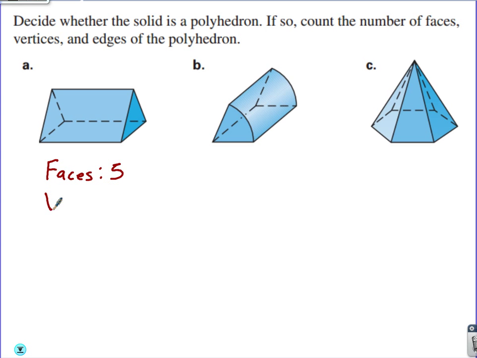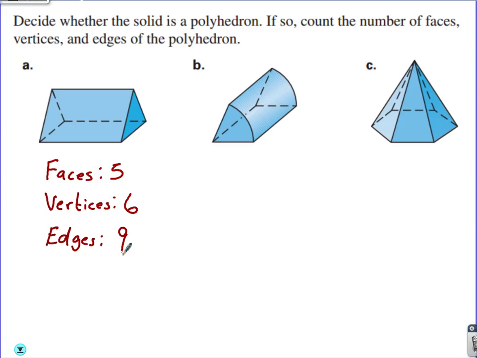Edges and vertices. Let's do vertices next. How many vertices are there? 6. And how many edges are there? 9. Let's see. 1, 2, 3, 4, 5. Is there 9? Yeah, I didn't count the top one. 9.